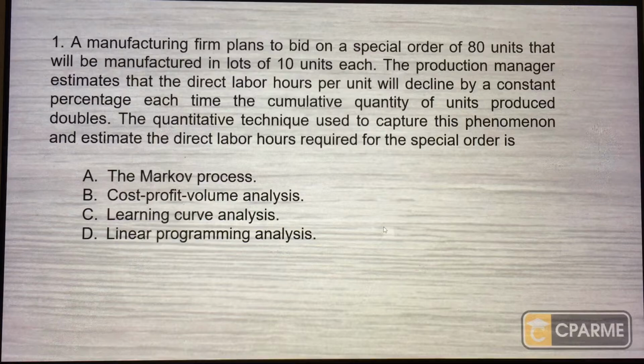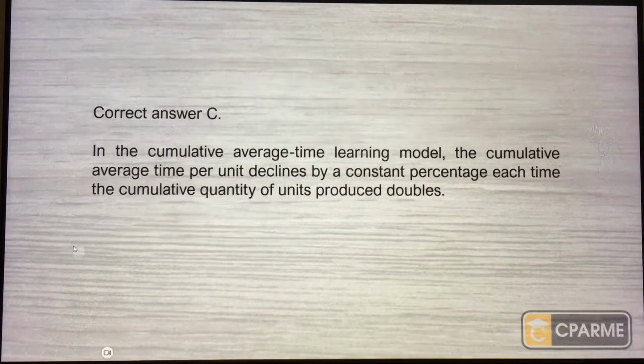Yes, the correct answer is letter C, learning curve analysis. Underline the keywords: decline by a constant percentage, units produced doubles, and the special order. Those are the keywords when it comes to learning curve analysis. Next.